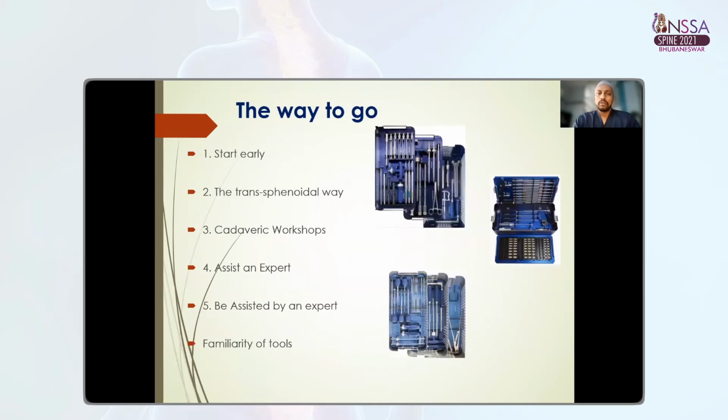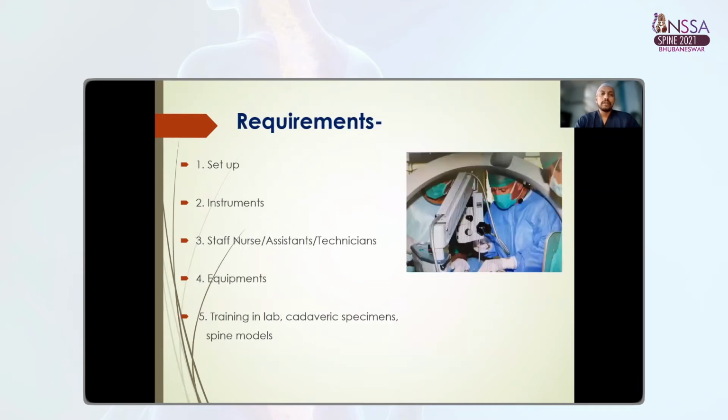So what are the ways to develop into a minimally invasive spine surgeon? You have to start early in your practice, learn it the hard way, attend cadaveric workshops, attend fellowship workshops, and assist an expert in minimally invasive surgery. It is always better to have an expert in minimally invasive surgery as your assistant in the OR initially, and you have to be familiar with the tools. The requirements for MIS are a good setup. All the equipment, staff, assistants, and technicians should be familiar with the approach. There should be training in labs, cadavers, and spine models.